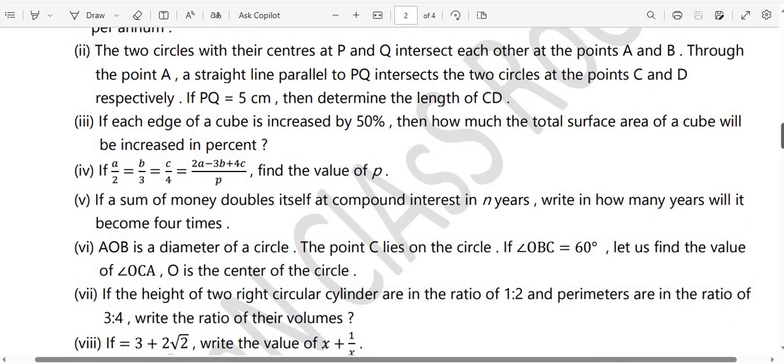Question number 5. If a sum of money doubles itself at compound interest in n years, write in how many years it will become 4 times.